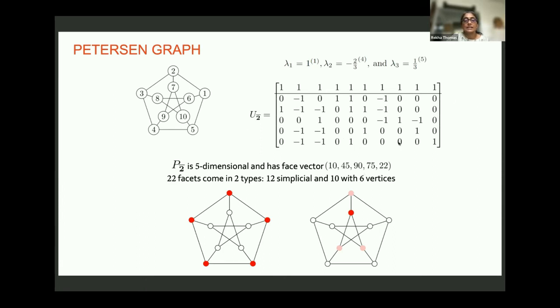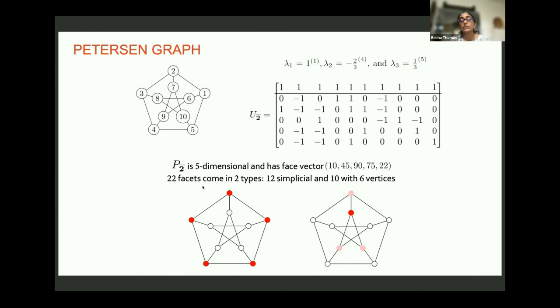Now, if you take the convex hull of the columns, you will get a 5-dimensional polytope as we expect, but this doesn't collapse like the previous examples. It has face vector given here. So it has 10 vertices and 22 facets. And then these are all the in-between faces. But there's still quite a bit of symmetry. So these 22 facets come in 2 symmetry classes.